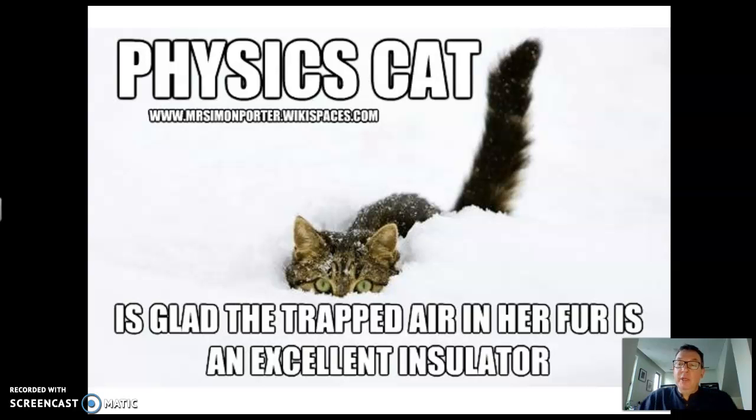And of course, if they get really cold, they fluff their fur up so it gets bigger. And that's why when we get cold, we get what we call goosebumps. Our hair follicles stand on end. It makes the hair thicker on our body. It traps more air and it keeps us warm.